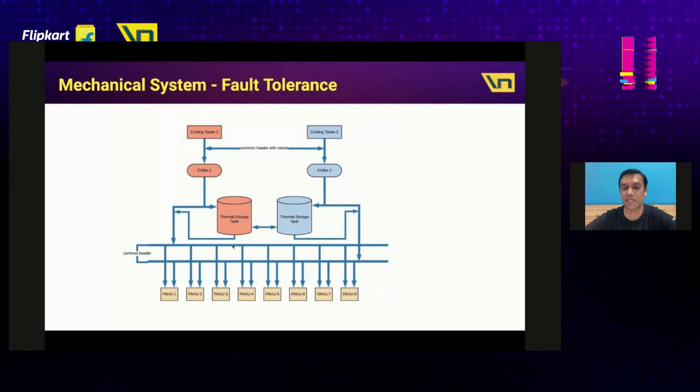Similarly, the pipes which are connecting these are also redundant. So if you look at these, maintaining any of these components, it makes it very easy for us to take it down and still continue running the data center without any failures.